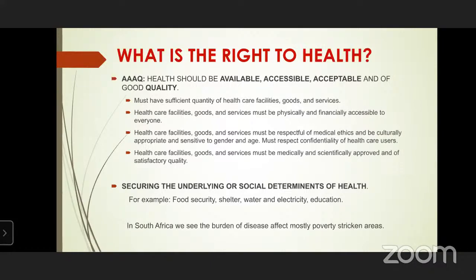As we know, in South Africa, we see the burden of disease affect mostly poverty-stricken areas. And this is where rights being interdependent on each other comes into play. For example, those without food security will suffer from malnutrition. Those without education don't know their right to health. Those without shelter can suffer from getting pneumonia, or those in poverty-stricken areas where there's overcrowding can get communicable diseases easily, for example, COVID.